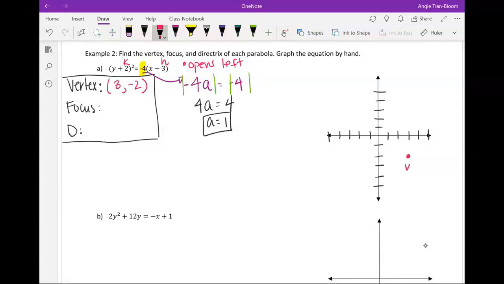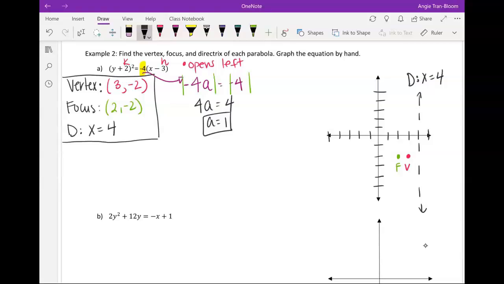We know that it opened to the left, so the focus is going to be over here. I can find that location right away. That's 2, -2. The directrix is 1 unit, aka a unit. So here's the directrix. X equals 4. X equals 4. Okay.